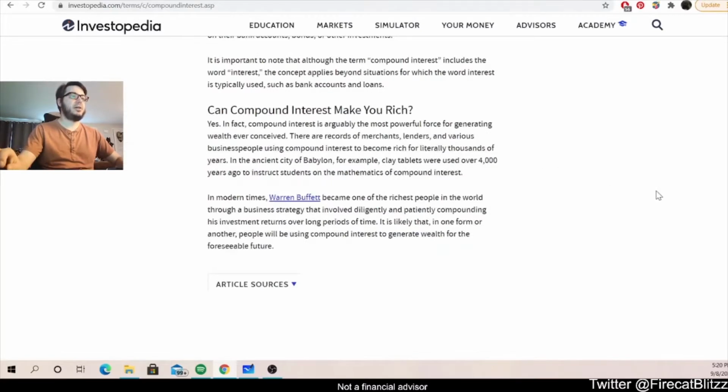Now they have a little section here. Can compound interest make you rich? Yes, in fact, compound interest is arguably the most powerful force for generating wealth ever conceived. There are records of merchants, lenders, and various business people using compound interest to become rich for literally thousands of years. In the ancient city of Babylon, for example, clay tablets were used over 4,000 years ago to instruct students on the mathematics of compound interest. In modern times, Warren Buffett became one of the richest people in the world through a business strategy that involved diligently and patiently compounding his investments' returns over long periods of time. So that's why you can see that compound interest is very important.